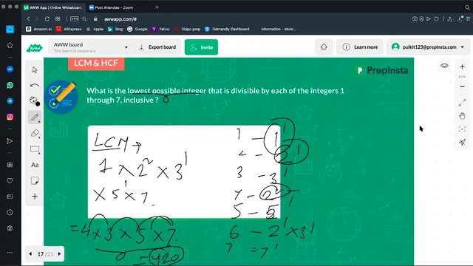Sandeep Das, it is not HCF. If the question would have been what is the largest number that divides each of the numbers 1 to 7, then we have to find HCF. Here it is talking about a number that is divisible by all the numbers. So in that case, we have to find the multiple.